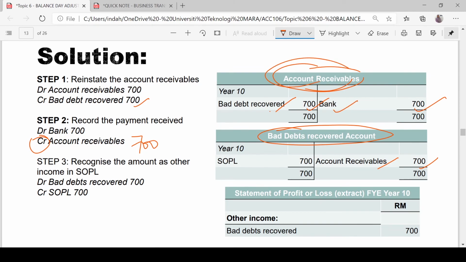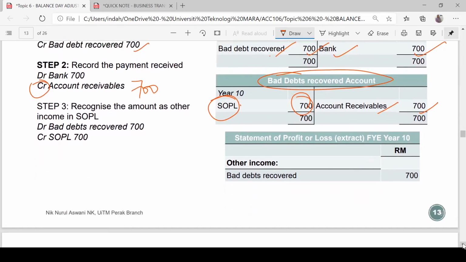Then recognize the amount as other income. The amount of bad debts recovered you transfer to the statement of profit or loss. In the statement of profit or loss, this amount will be recognized as other income. So under the category of other income, if you have received money for bad debts recovered, you are going to show it here: bad debts recovered, 700.